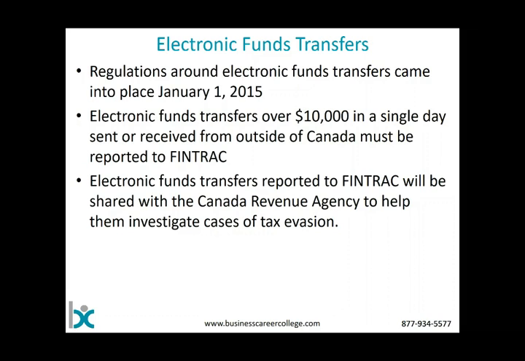Now, when we consider what an electronic funds transfer might look like, that could look like a SWIFT transfer at a bank out of the country or into the country. That could also be any sort of electronic money transfer, like an email money transfer, where you know the recipient is someone outside of the country. Or when your customer is receiving money by email money transfer from someone outside of the country and it's over $10,000.